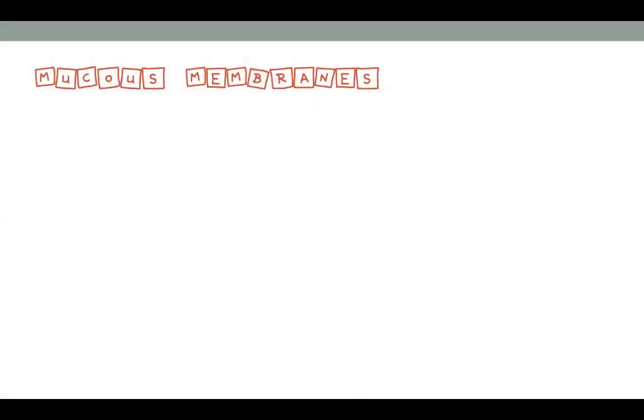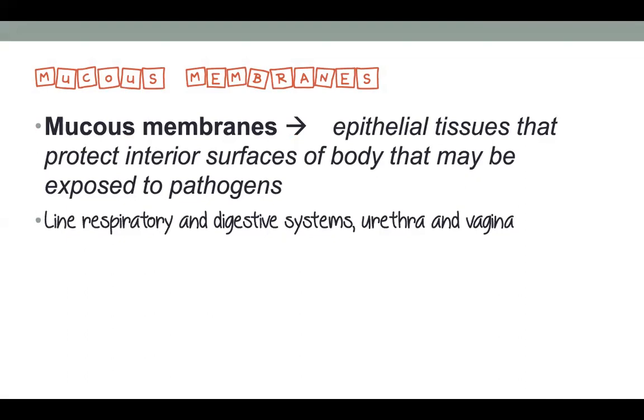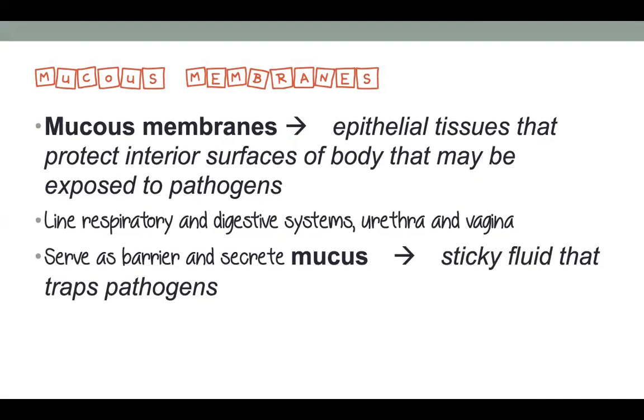Okay, beyond skin, what kind of defense do we have? We have these epithelial tissues called mucous membranes. These protect interior surfaces of the body that may be exposed to pathogens. Mucous membranes line the respiratory and digestive systems, the urethra, and also the vagina. These serve both as a barrier and they secrete mucus, which is this sticky fluid that traps pathogens.